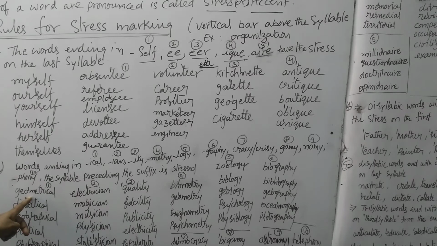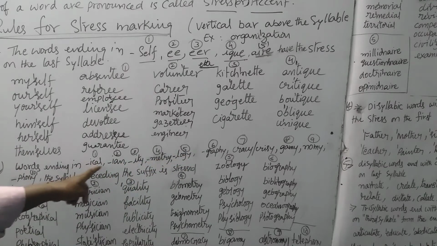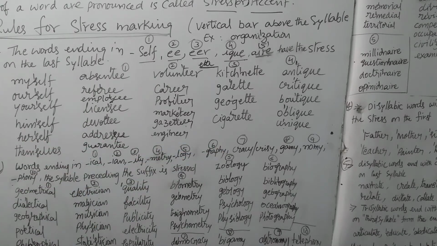Geometrical, dialectical, geographical, poetical, philosophical, photographical, economical. So the last syllable is the suffix, and the syllable before the suffix we have to stress. This applies if all these words end with -ical, -ian, -ity, -metry, and all the remaining endings.